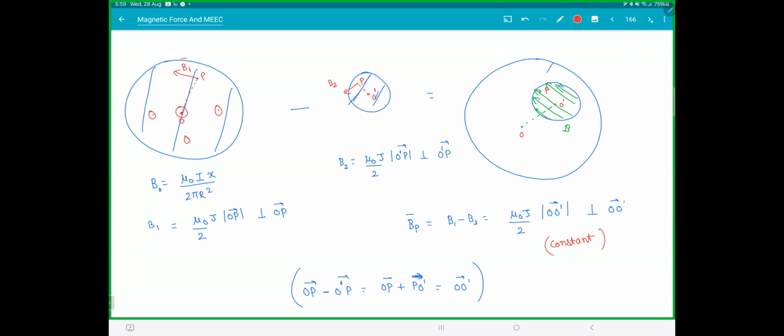So draw the line OO dash and drop a perpendicular for that. And the current is coming out of the plane. So right hand thumb rule will give you the direction.